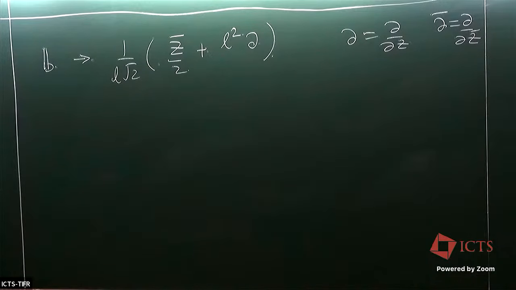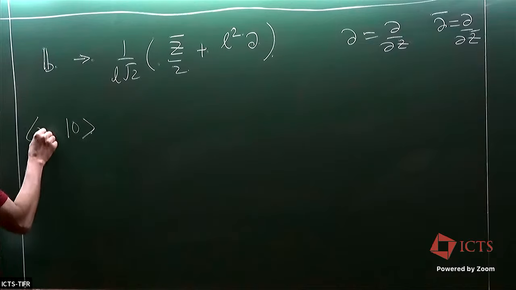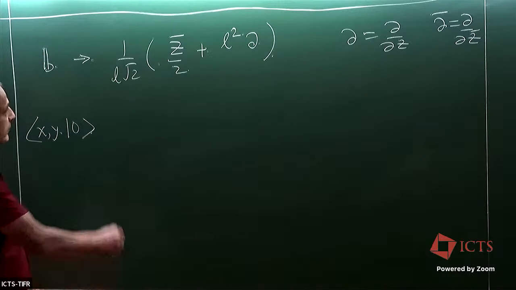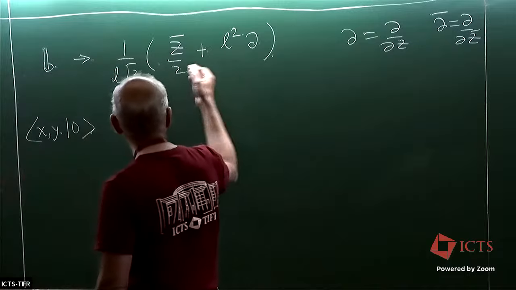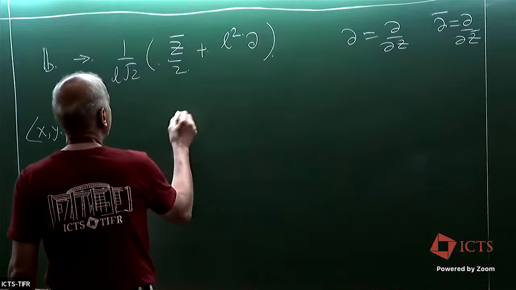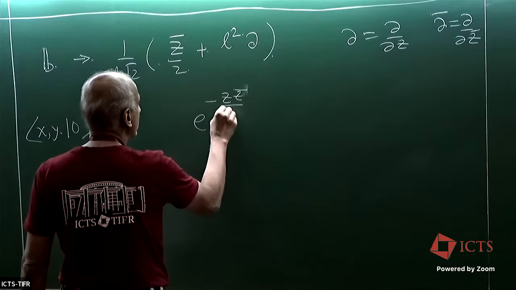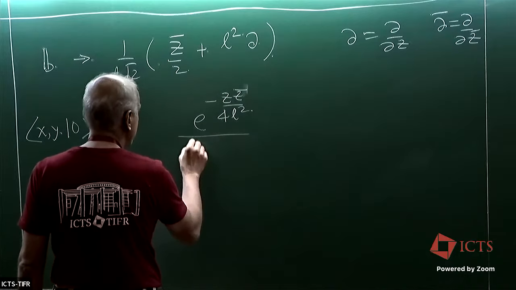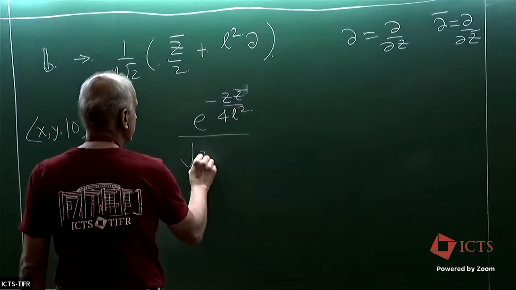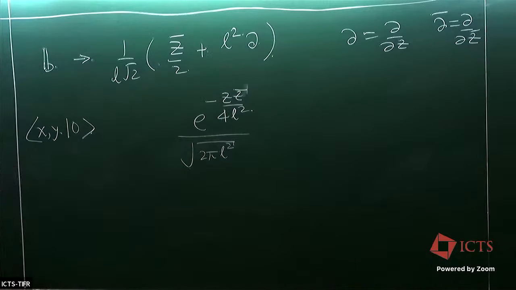So now it's very easy to find out what the state 0 is. So if I want to have this 0, and I look at X comma Y 0, you just write a differential equation that this operator annihilates that state. And it's very easy to find that state. That state is simply e to the minus z bar over 4L squared, some normalization factor. What is it? 2 pi L squared, something like this. Okay? So that's what the state is.